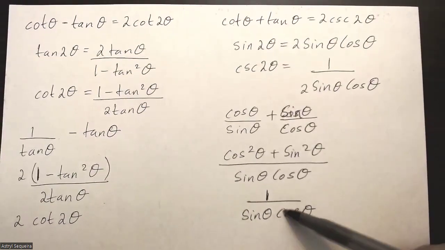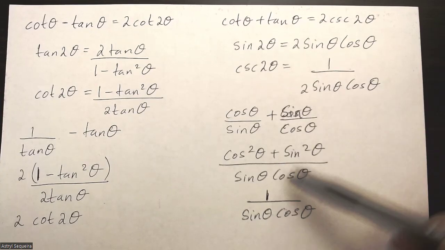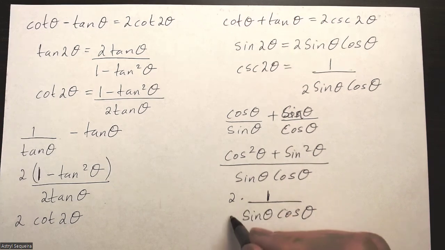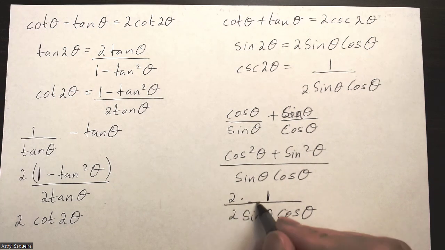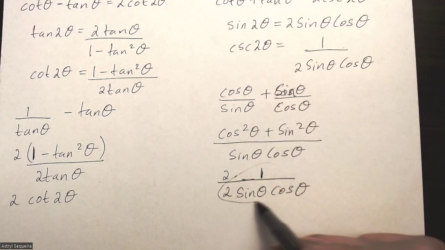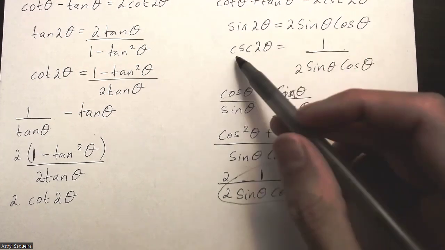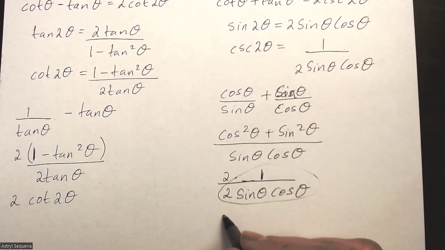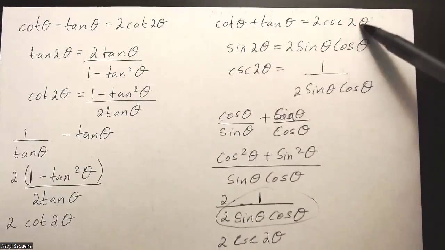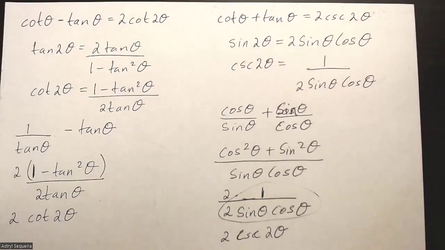And now if I compare this to this, again, it's pretty similar. The only thing missing is the 2. And we just have to multiply a 2 on the top and a 2 on the bottom. And basically, I'm going to replace 1 over 2 sine theta cos theta with cosec 2 theta. So I'm just left with 2 cosec 2 theta, which matches the other side. And I've proved this trig identity as well.